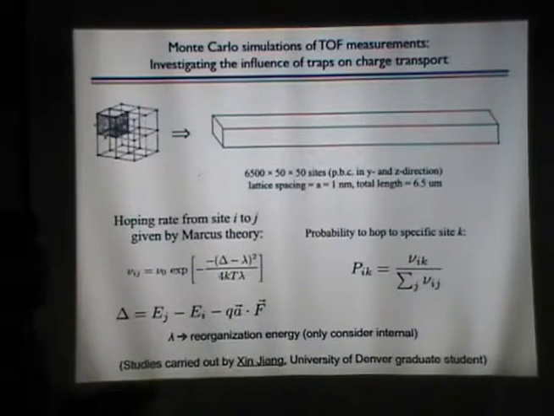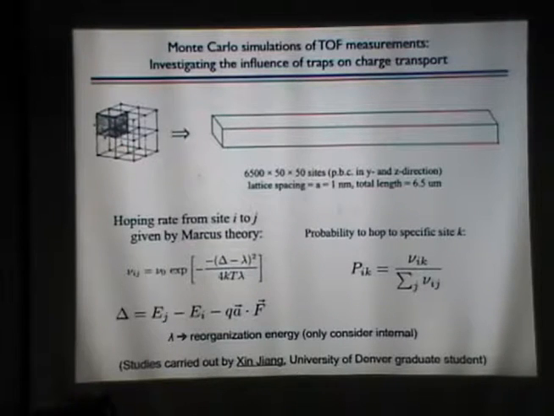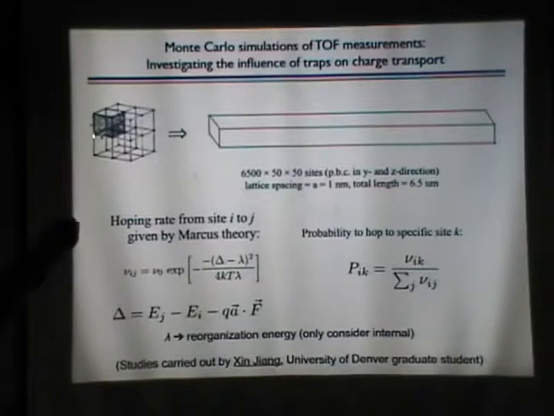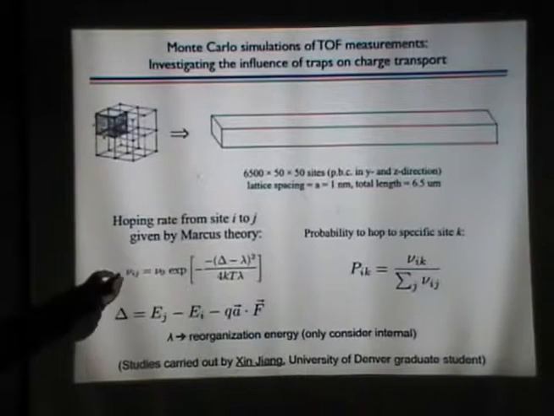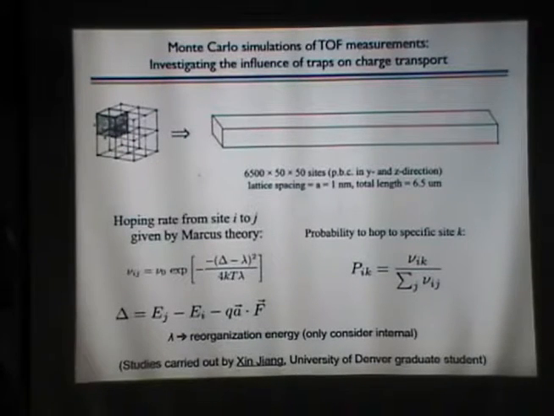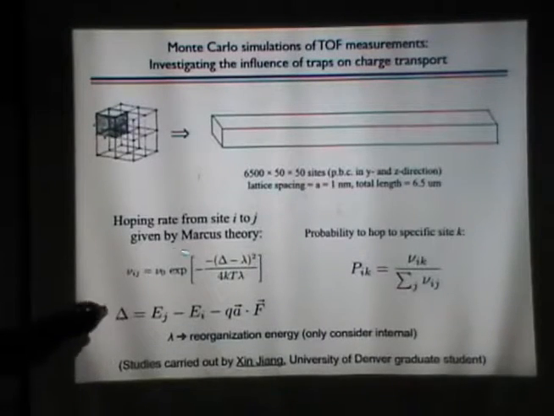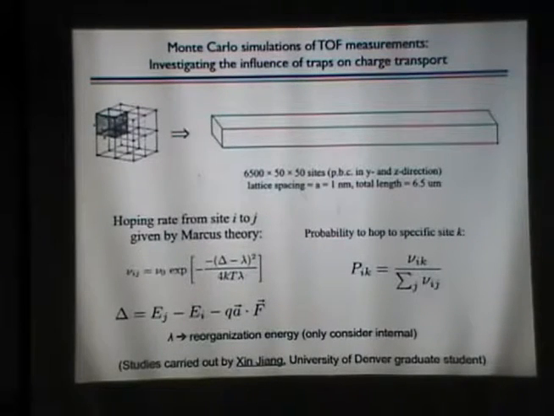So in the model, we are implementing this distribution of energies, and we get to do that manually. We get to decide all the energies. So for every site in the lattice, we assign an energy that comes from a distribution, and then we have to compute the probability for hopping between sites. So that probability, I showed you before the Miller-Abrahams formula for the probability.